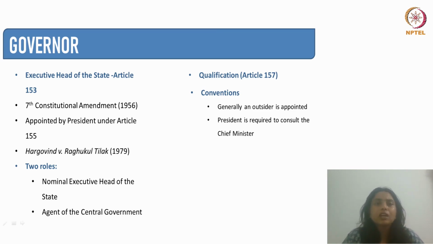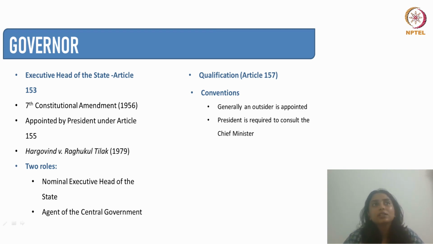So let's learn about the term of a governor. Now this is provided under Article 156. A governor is appointed for a period of 5 years. However, this is subject to the pleasure of the president. Now this phrase, the pleasure of the president, is very important, which means that the president has the power to remove a person appointed as a governor at any given time without providing any reasons for doing so. So this is a tricky and a controversial topic.